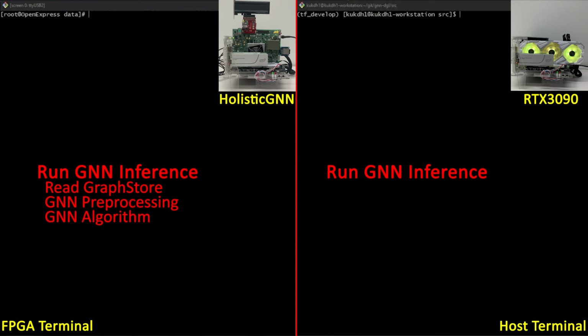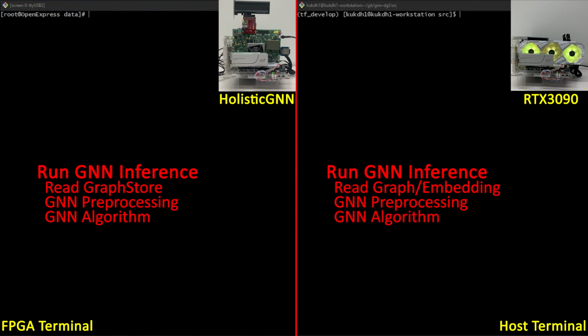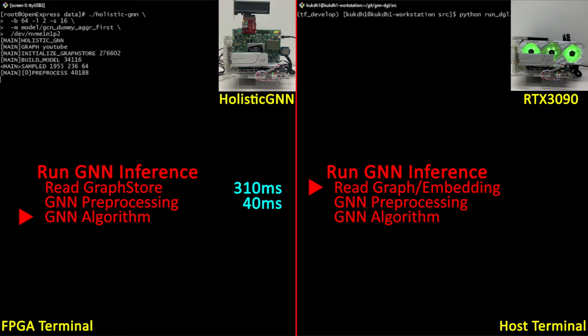Also note that during the GNN preprocessing in HolyGNN, only batch preprocessing is performed because the graph preprocessing is already performed when we initialize GraphStore. In contrast to HolyGNN, we break down the GNN inference in the high-performance GPU as reading HRA and embedding from SSD, performing both graph and batch preprocessing, and processing the GNN algorithm.